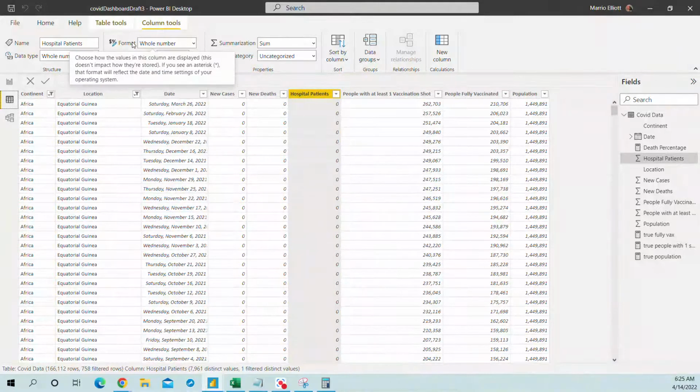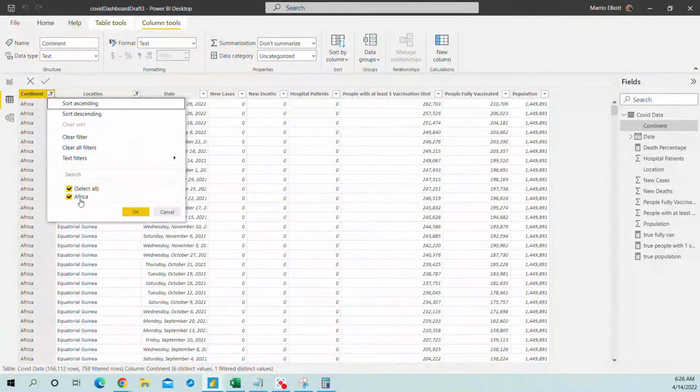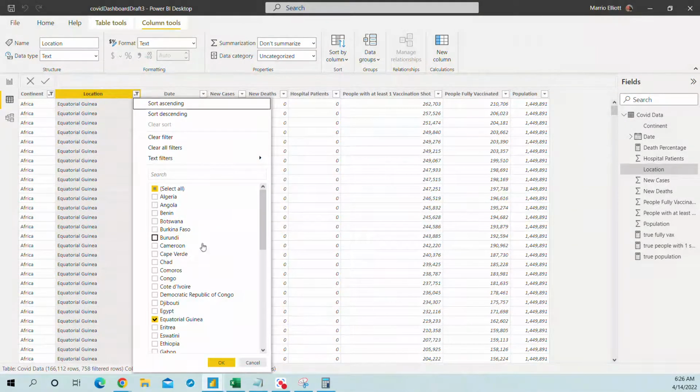If you didn't do any data exploring, you wouldn't know that this would be an issue, and I had to do some digging to find this out. So let me go ahead and show you what's going on here with our data. I think I already have my data filtered to show you. Yeah, I have just Africa selected, and I have Equatorial Guinea. It's a country in Africa.